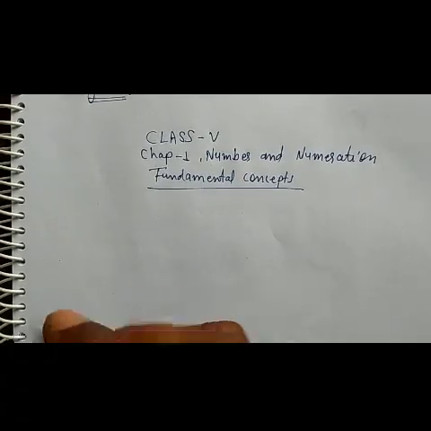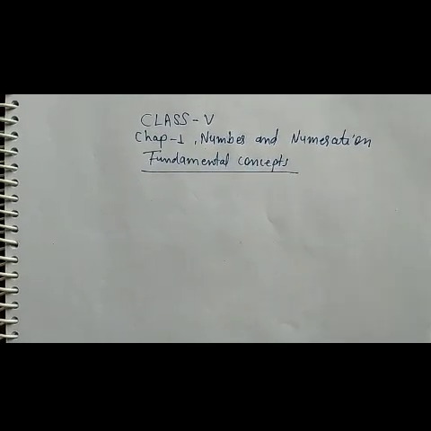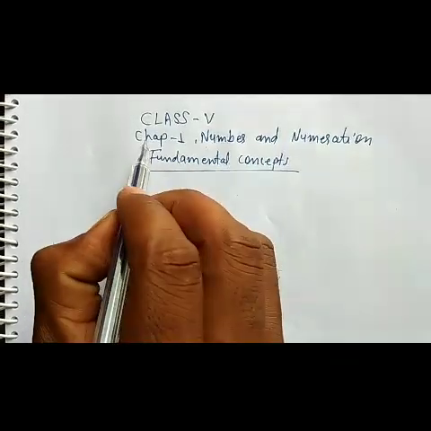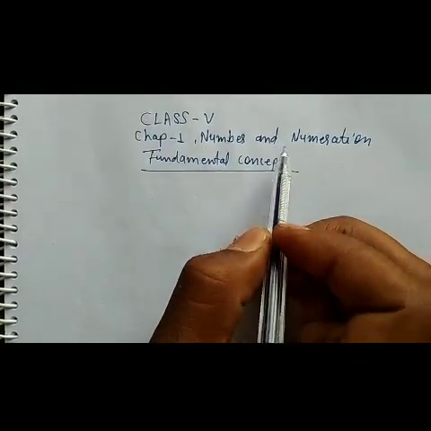Students of class 5th, your maths term test 1 syllabus is chapters 1, 2 and 7. Now we will start chapter 1, that is number and numeration.